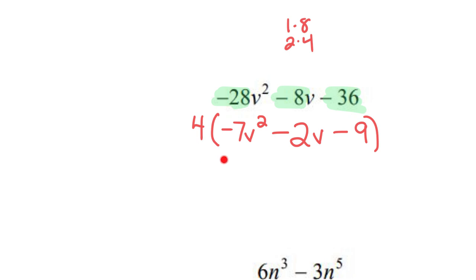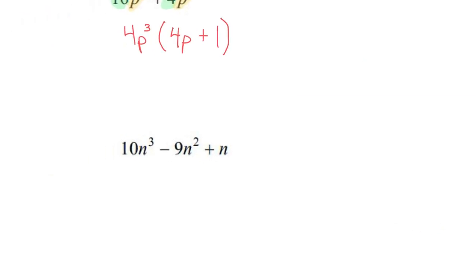And you can double check yourself. 4 times -7 is -28V squared. 4 times -2V is -8V. 4 times -9 is -36. And that would be the factored form of that expression. Okay. Let's do another one. Do a couple more together and let y'all try a couple.